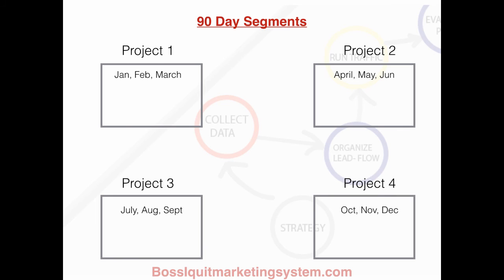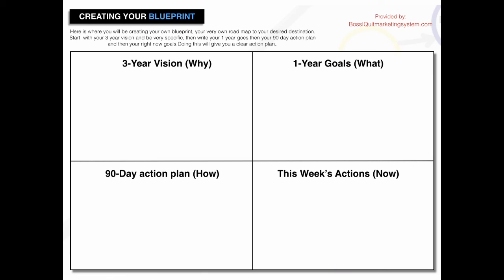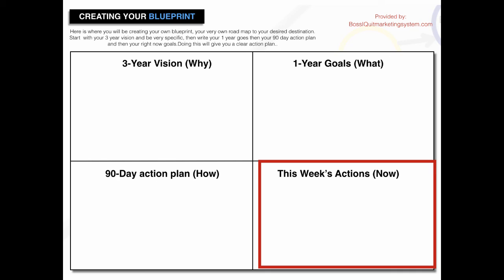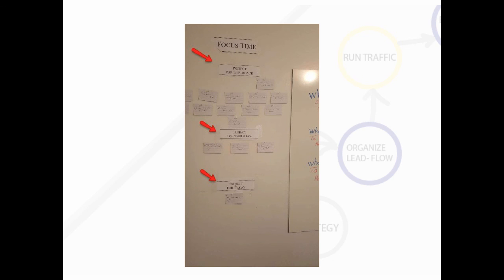All right, so you can download these sheets. I definitely suggest that you download at least a sheet that has the actual blueprint, so that you can start filling this out. And once you fill it out, you can put it on your wall, you can do whatever, but put it in front of you, at least your 90-day action plan, so that you can see exactly what you have to do.